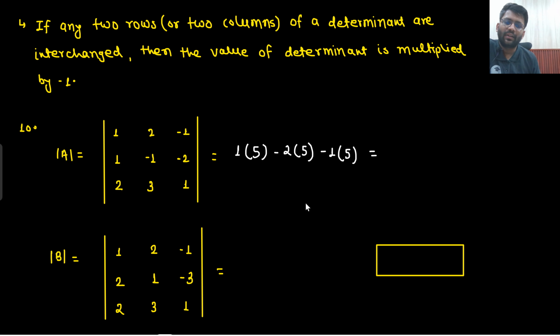So what answer are you getting? This is 5, this is -10 and this is 5. So you are getting the answer -10. Here also, if you do the same thing, you will get -10 only. You can expand it and you will get -10. What will be the determinant of B? This will be -10 only.